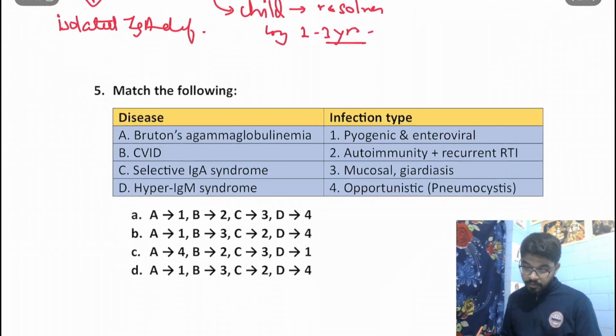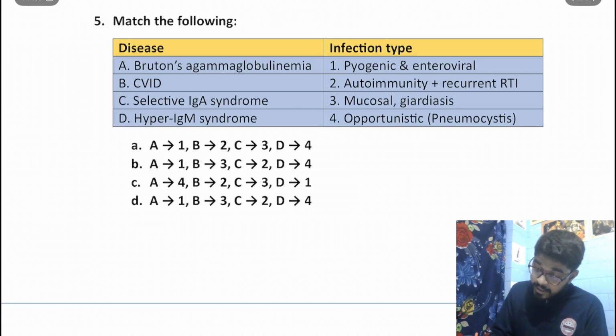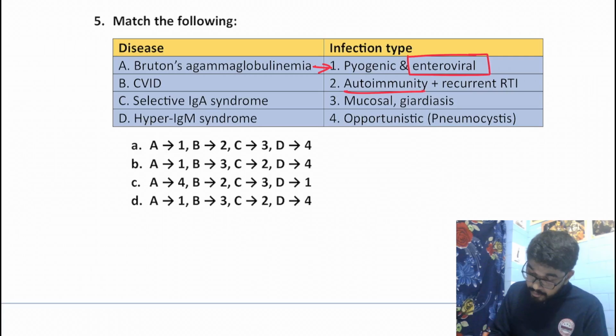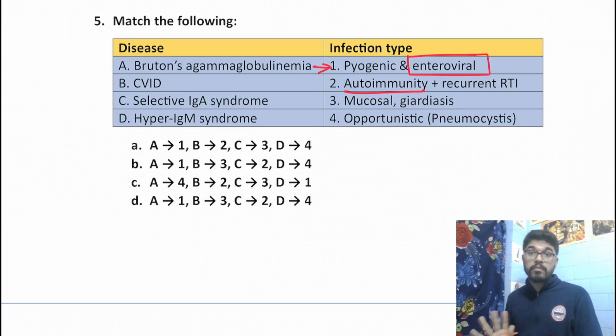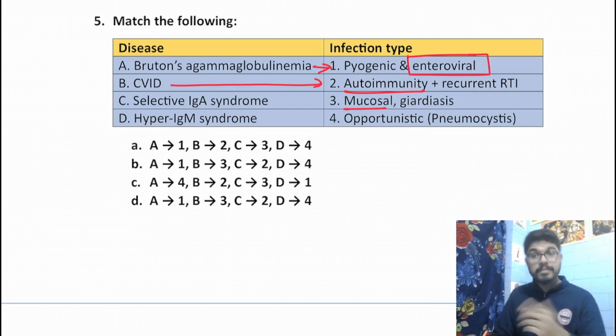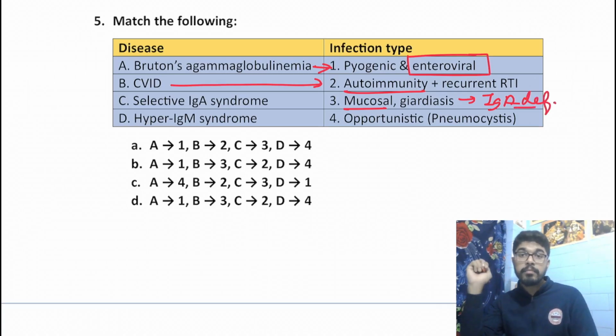Okay. Moving on to the next question. Match the following with the infection. Pyogenic and enteroviral. Whenever we get enteroviral infection, the first thing that should come to our mind is Bruton's agammaglobulinemia. Autoimmunity, right? The most common immunodeficiency syndrome which is associated with autoimmunity is again CVID. Mucosal immunity, right? And giardiasis is again due to mucosal involvement. Mucosal type of infection is usually seen in IgA deficiency.